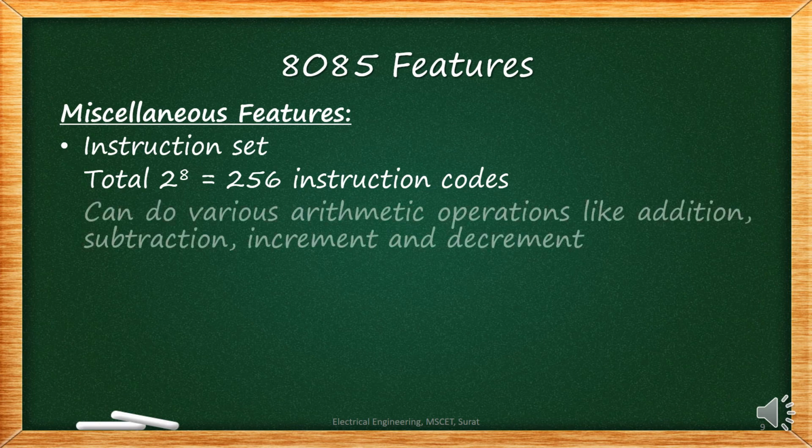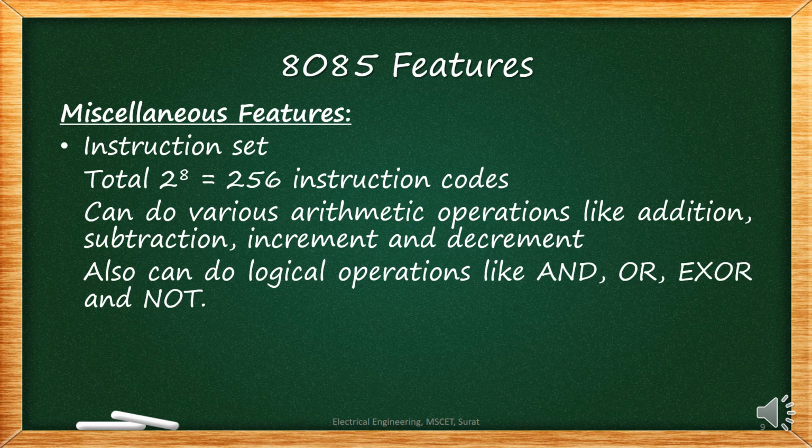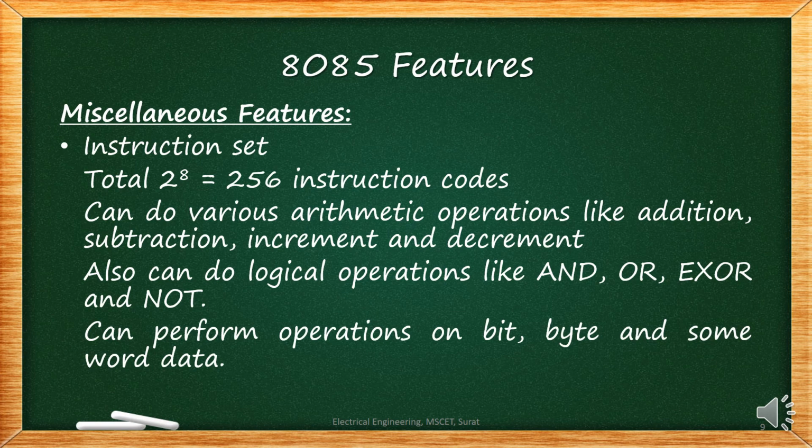Now the next one is data types for ALU. It can do various arithmetic operations like addition, subtraction, increment and decrement. Also it can do logical operations. How many logical operations can it do? It can do AND operation, OR operation, XOR operation and NOT operation. And it can perform one-bit operations. Then it can operate on bytes, and it can operate on word data also, that is 16-bit.